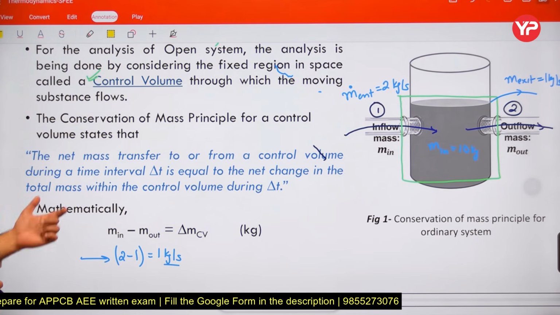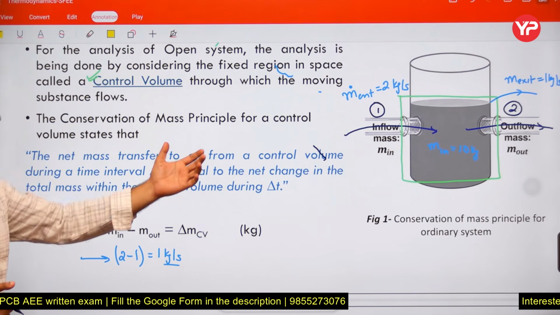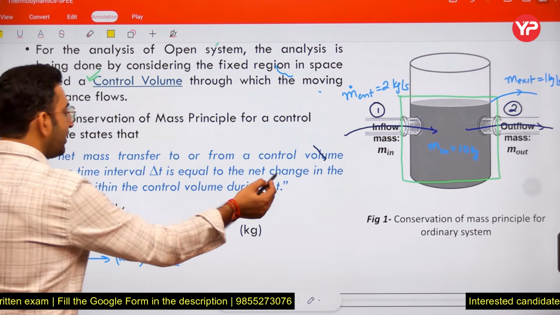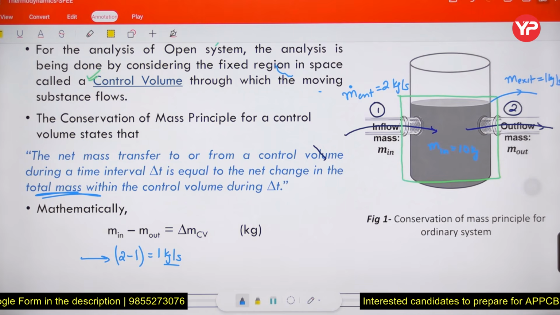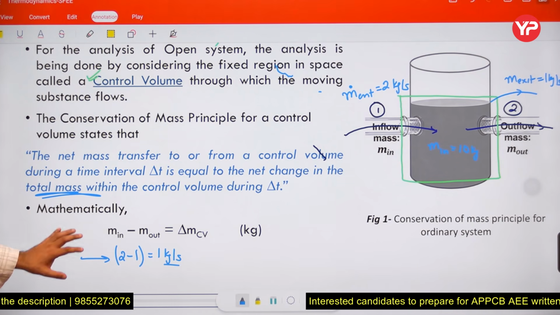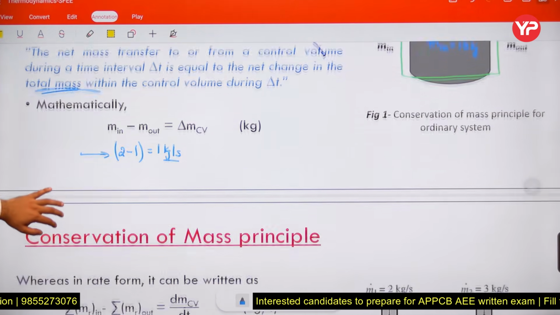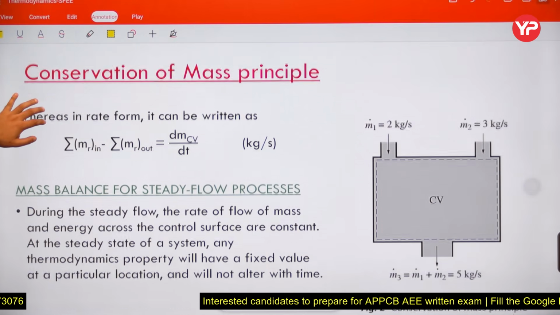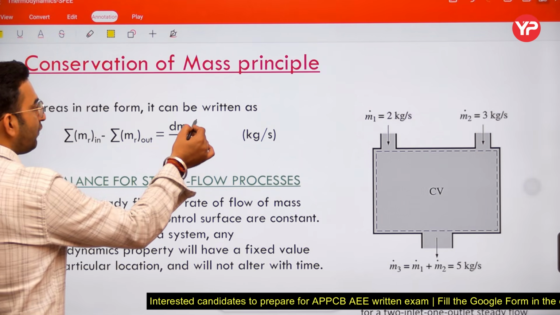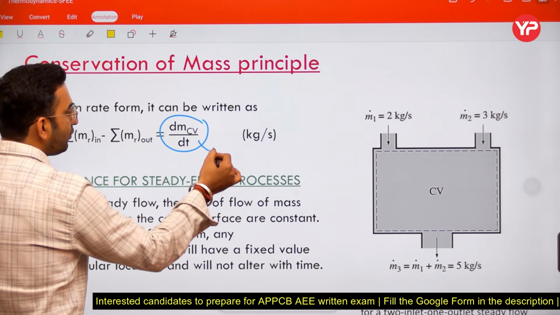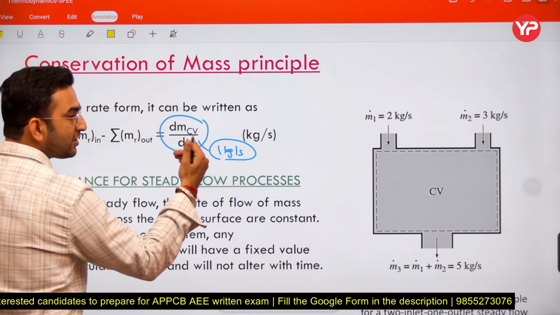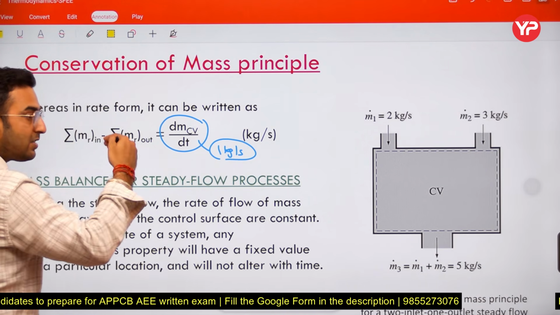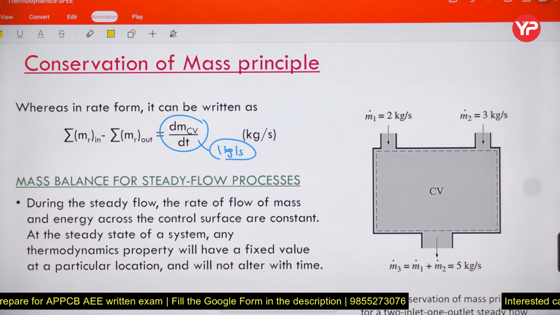Now you can see the net mass transfer to and from a control volume is equal to the net change in the total mass within the control volume during the delta T. That is the first equation. This is a representation in the rate form, representing the value of 1 kilogram per second. So per second, how much mass is changing? By 1 kg, the mass is continuously changing inside the control volume.